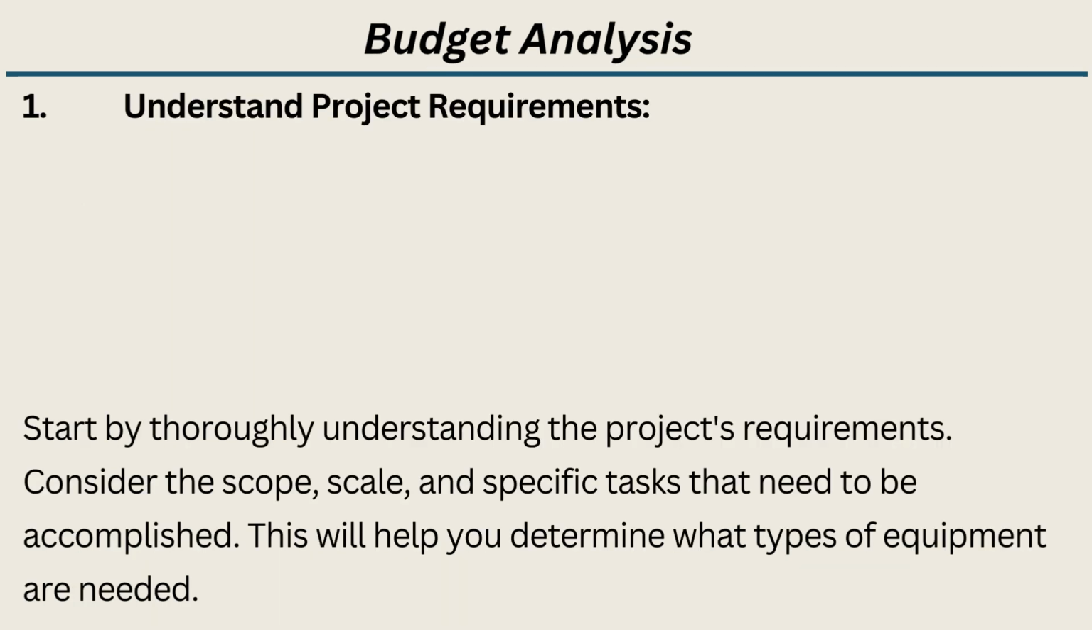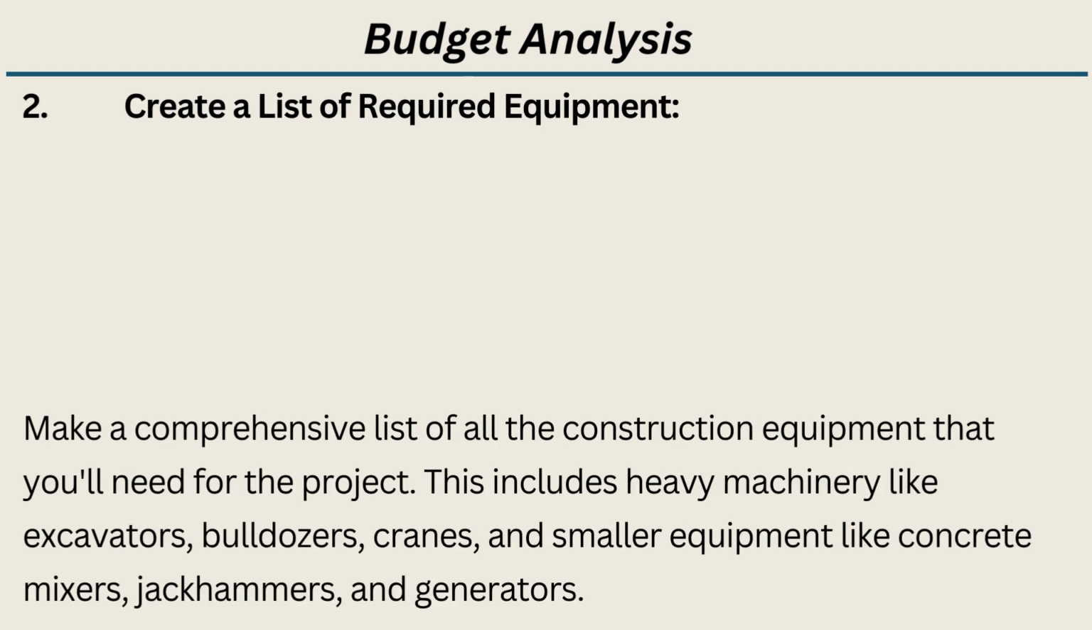1. Understand project requirements. Start by thoroughly understanding the project's requirements. Consider the scope, scale, and specific tasks that need to be accomplished. This will help you determine what types of equipment are needed. 2. Create a list of required equipment. Make a comprehensive list of all the construction equipment that you'll need for the project. This includes heavy machinery like excavators, bulldozers, cranes, and smaller equipment like concrete mixers, jackhammers, and generators.